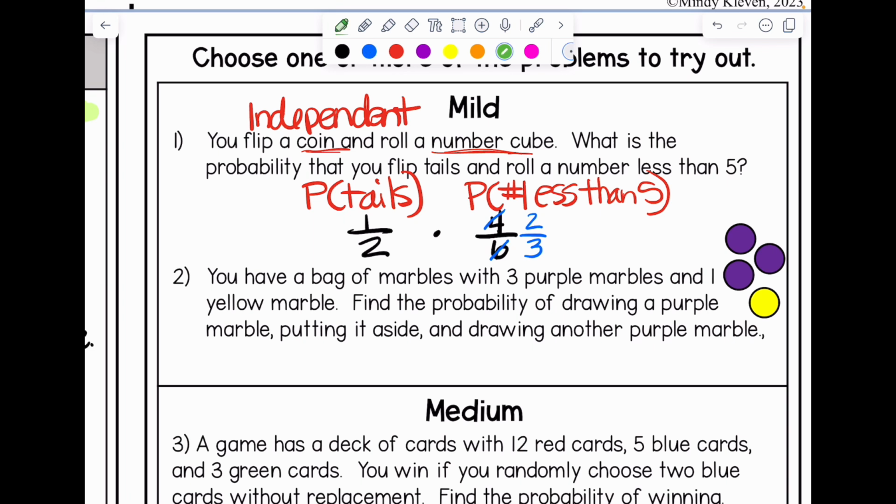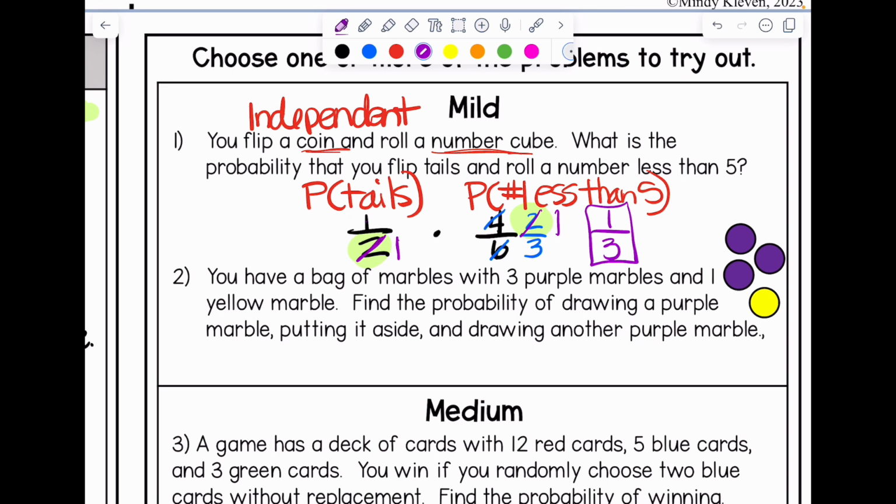And then now I also know that when I look here, I can do some simplifying within the problem. So my numerator of 2 here and my denominator of 2 here can both be simplified by 2. So that's going to become a 1. This will become a 1. And so now when I multiply straight across, 1 times 1 is 1. 1 times 3 is 3. So I would have a 1/3 probability of flipping tails and rolling a number less than 5.